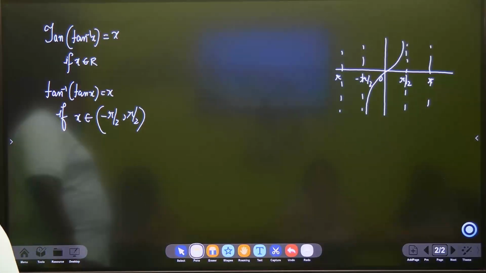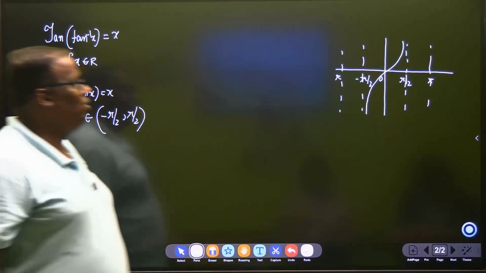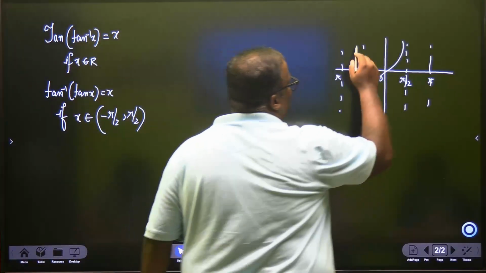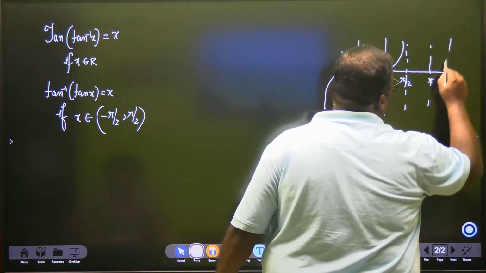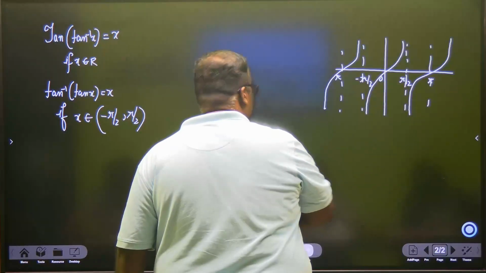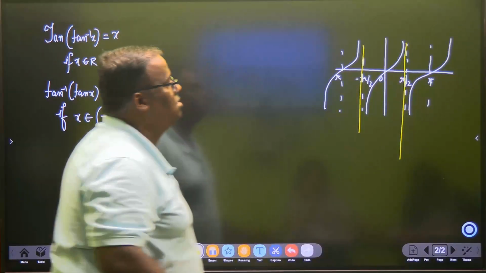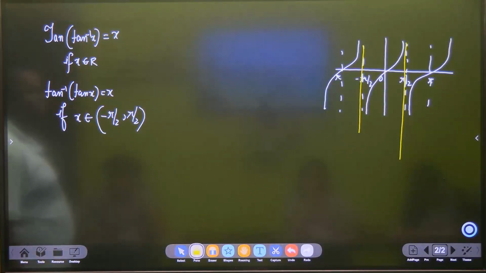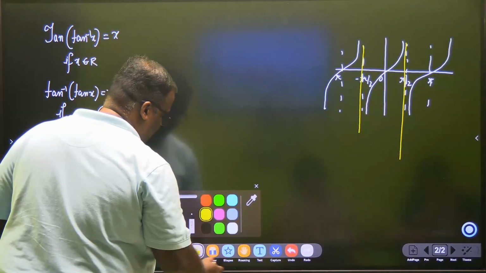Is this getting clear now? Earlier you used to memorize, now you'll get the idea. I will have another tan function here also, see. I'll have another tan function here also. I'll have one more tan function here also. But for the principal part, I will always consider this and this. Fine? Okay.